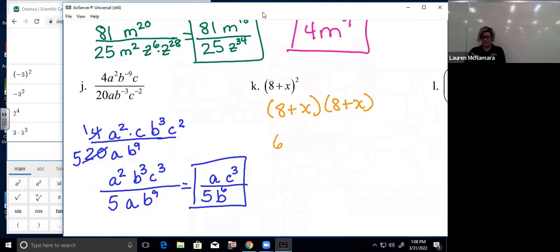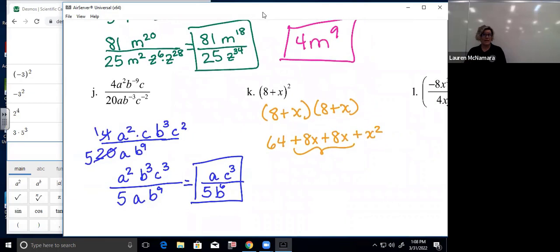So here I would get 64 plus 8x plus 8x plus x squared. Then combining my like terms and writing it in standard form, I would have x squared plus 16x plus 64.